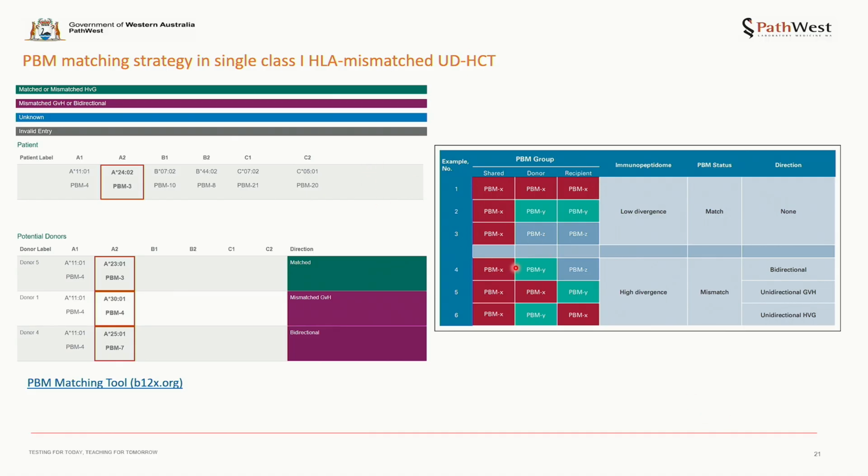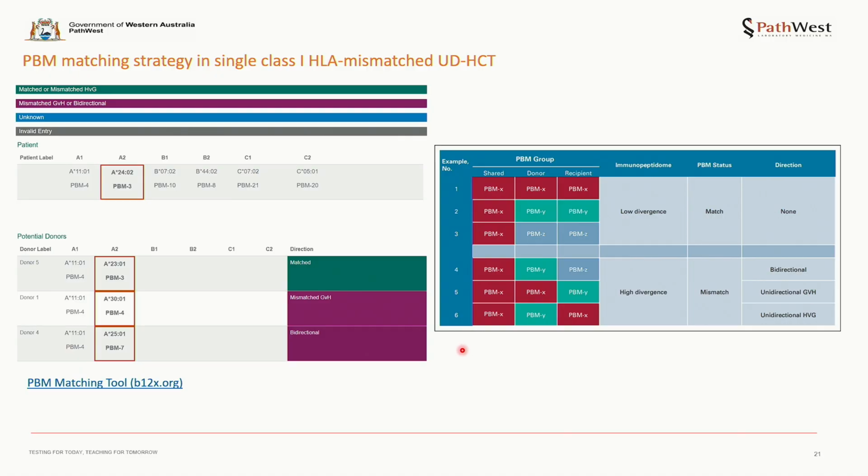If two mismatched groups belong to different PBM groups, the immunopeptidomes presented by the mismatched allotype have higher predicted divergence, and that is shown here in examples 4 to 6. In these cases, directionality is mediated by the PBM group of the shared allele. If none of the two mismatched alleles belong to the same PBM group as the shared allele, the mismatch is bidirectional, and that's shown here in example 4.